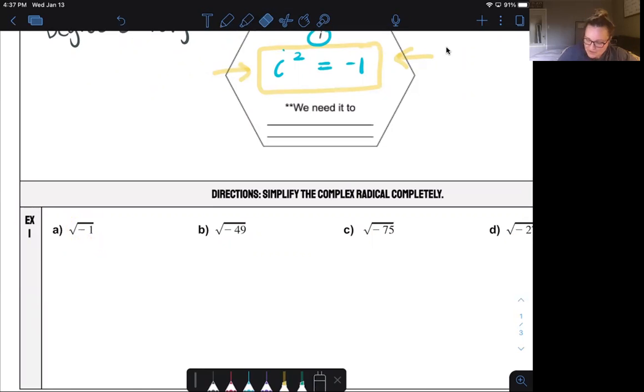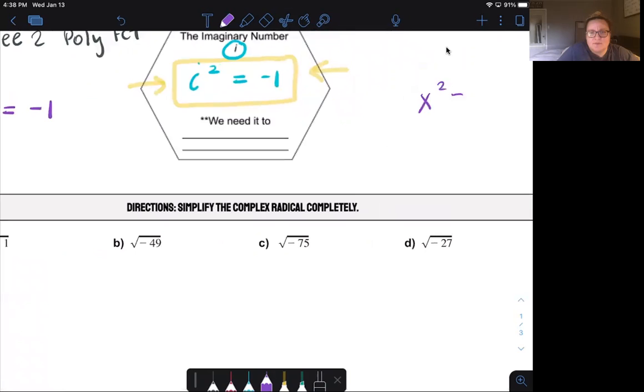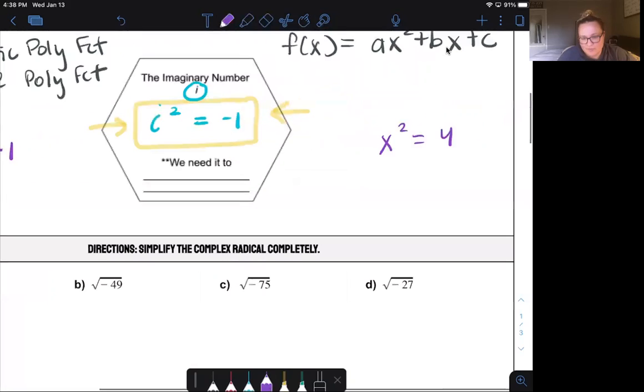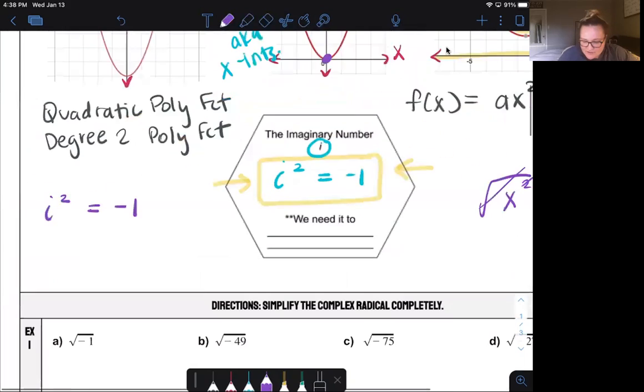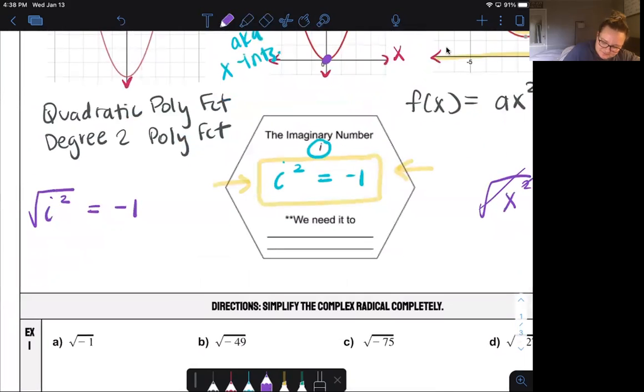Okay, so if i squared is equal to -1, what if I wanted to solve for i? Like if I had x squared equals a number, what would I do to solve for x? Well, what cancels a square? Doesn't a square root cancel a square? So what if I take the square root of both sides?